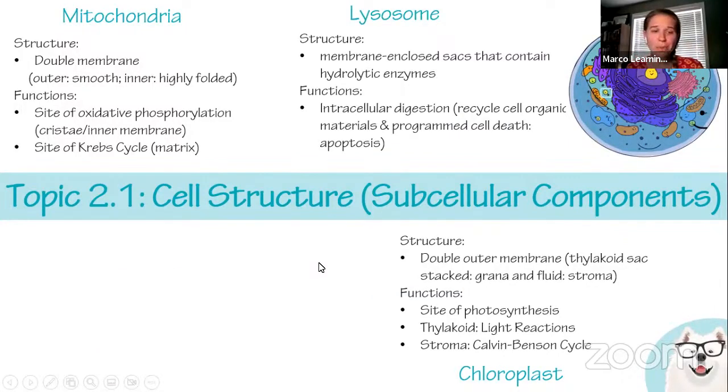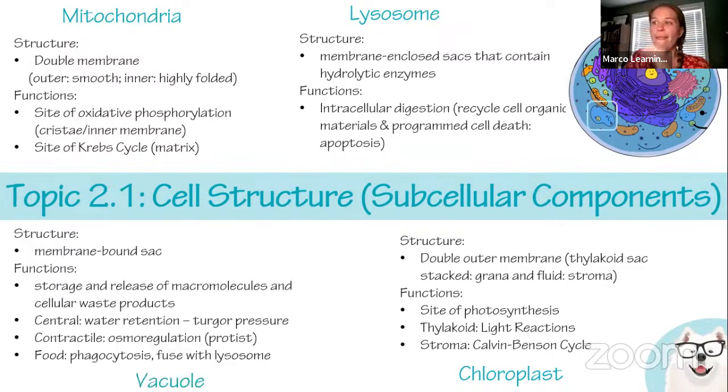So the lysosome is responsible for intracellular digestion. When you go through phagocytosis and you engulf food molecules, the food vacuole is then going to fuse with the lysosome for that digestion. It has these hydrolytic enzymes that are responsible for hydrolysis, or breaking down polymers. It's going to break down those materials back into the fundamentals that are needed for the cell so they can recycle different organelles or different materials. It's also responsible for programmed cell death, or apoptosis.